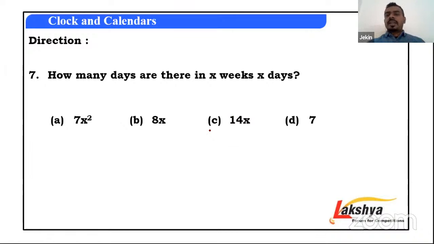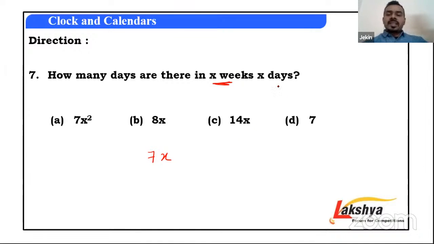All right. I'm quickly moving on to the next question. What is the next question? Very simple. How many days are there in X weeks and X days? Okay, how many days first would be there in X weeks? Very simple. If number of weeks are X, number of days would be 7X, because a week contains 7 days, therefore 7X days.